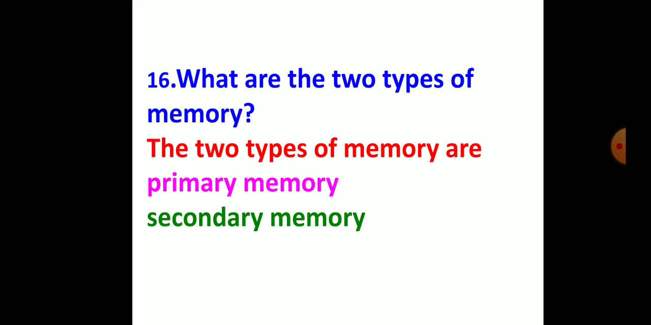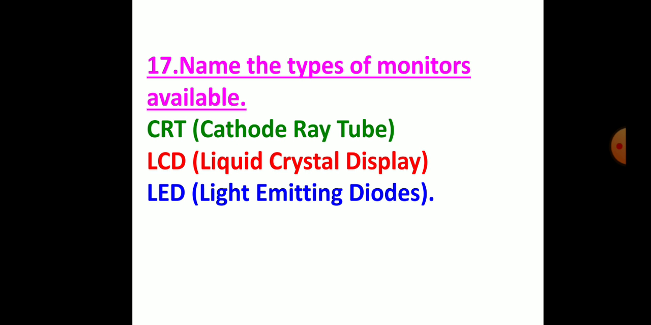What are the two types of memory? The two types of memory are primary memory and secondary memory. Name the types of monitors available. CRT, cathode ray tube, LCD liquid crystal display, LED light emitting diodes.